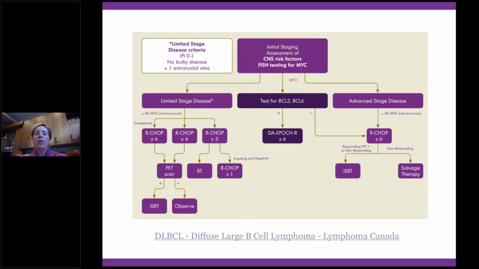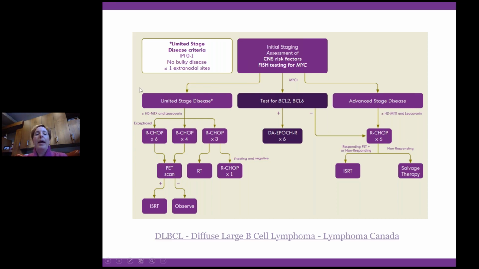So one is that all patients should be tested with FISH for MYC, and then it walks you through that if that is positive, they should have testing for BCL2 and BCL6 by FISH. If that is also positive, then that is not diffuse large B-cell lymphoma. That is that other entity of high-grade lymphoma with double or triple hit, and those patients should be treated differently because they do not do well with R-CHOP alone.